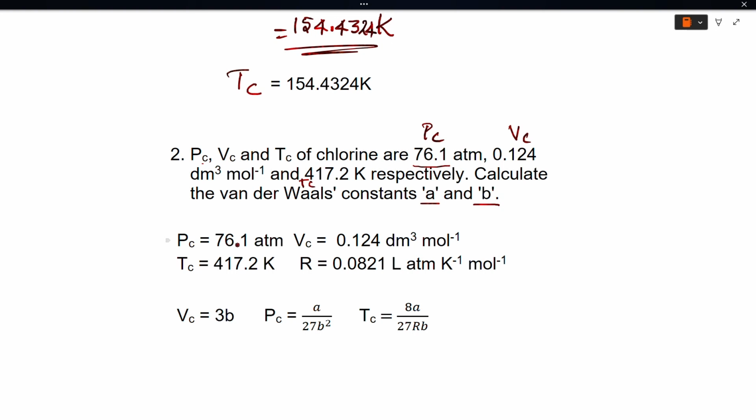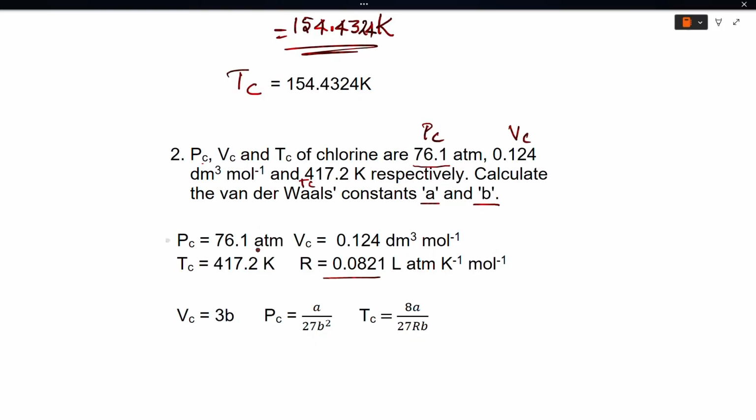PC is equal to 76.1 atmospheres, VC is equal to 0.124 decimeter cube mole raised to minus 1, and TC is equal to 417.2 Kelvin. Now, R, the universal gas constant, is not given here. Since all these are in liters and atmospheres, and decimeter cube means liter, we have to take the value of R in liter atmospheres. So, that is 0.0821 liter atmospheres per Kelvin per mole.